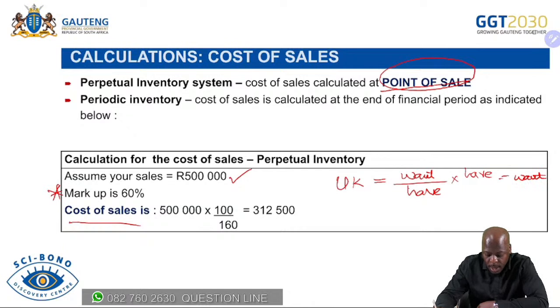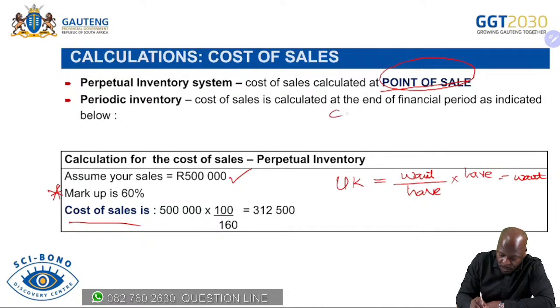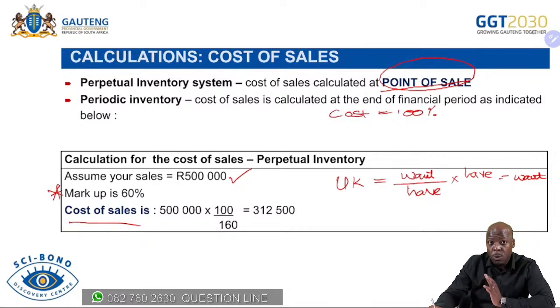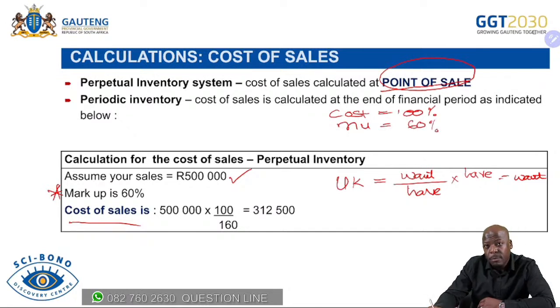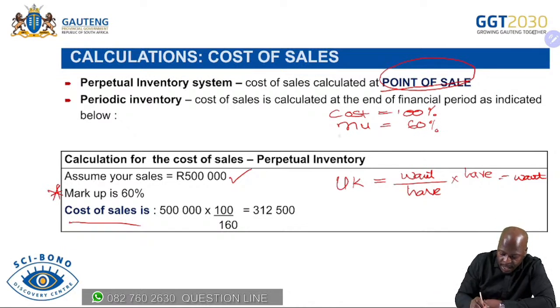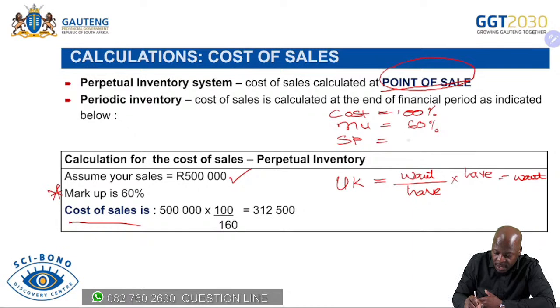Okay? Let's look at it. If we come here, you have to understand at any given time that your cost is always 100%. But in this particular instance, they told us that our markup is 60%. That is what we're told here, which therefore means my selling price is going to be cost plus markup, which gives me 160%. Therefore, my 500,000 is the 160%.